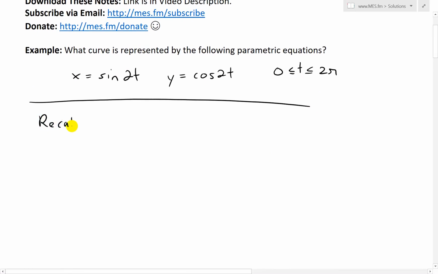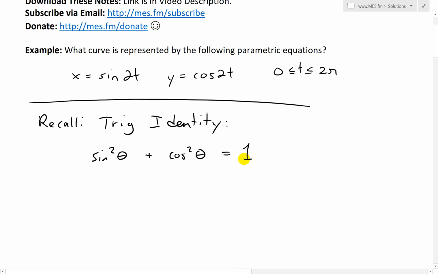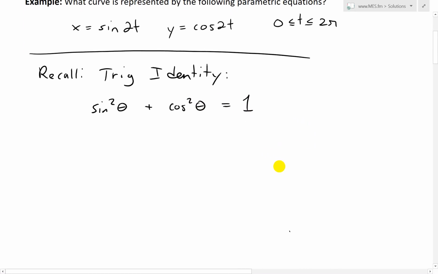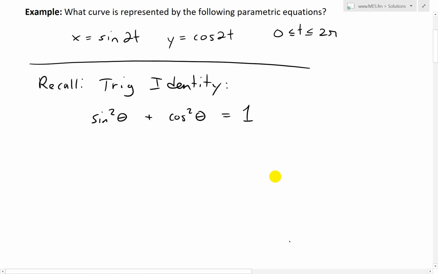recall the trig identity, which I've solved in my earlier video. I'll put the link below. So if we recall the trig identity sine squared theta plus cosine squared theta equals 1, the famous Pythagorean identity. But now in our case, we'll write theta as equaling 2t. So basically we could replace this with anything we want if it's the same thing.